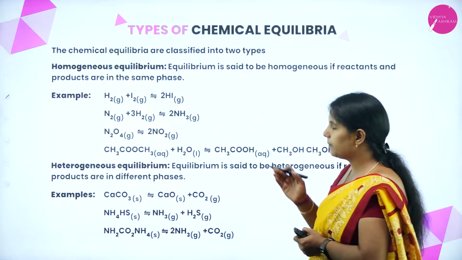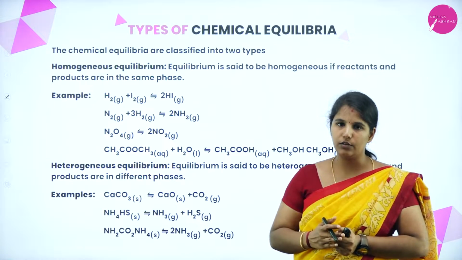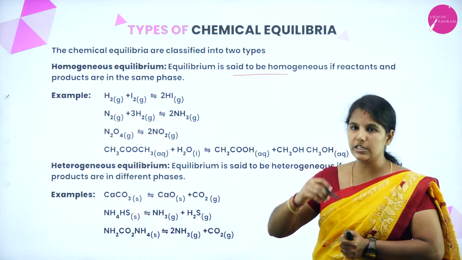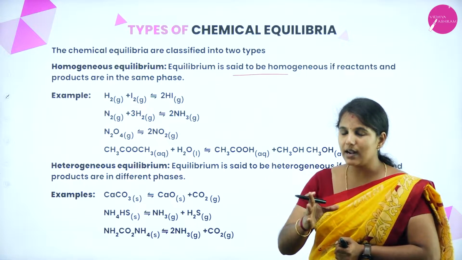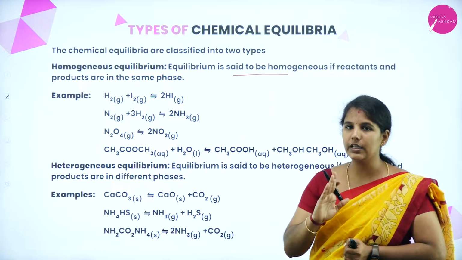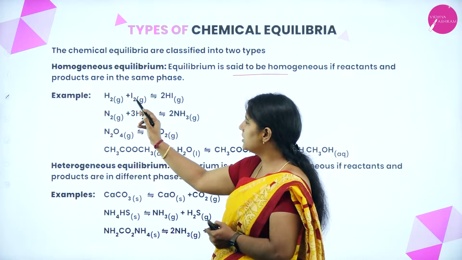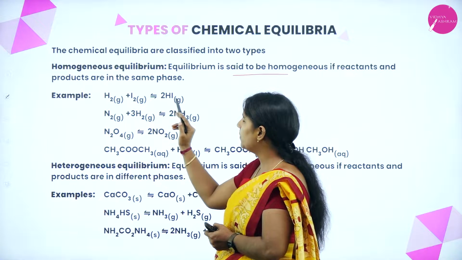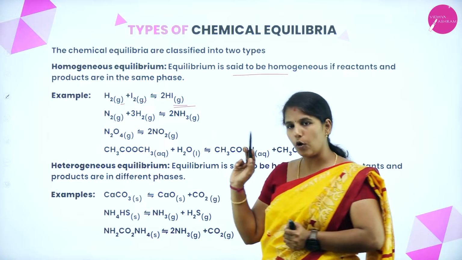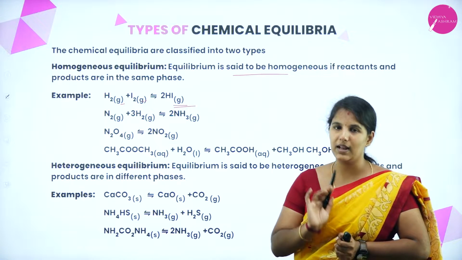There are two types of chemical equilibrium: homogeneous equilibrium and heterogeneous equilibrium. Equilibria are said to be homogeneous if the reactant as well as the product are present in the same phase. An example is hydrogen and iodine combining to form hydrogen iodide. Both the reactants are in the gaseous state, and the product is also in the gaseous state. Such reactions are said to be homogeneous chemical equilibrium.